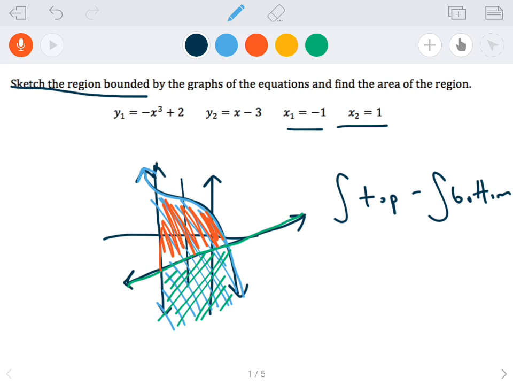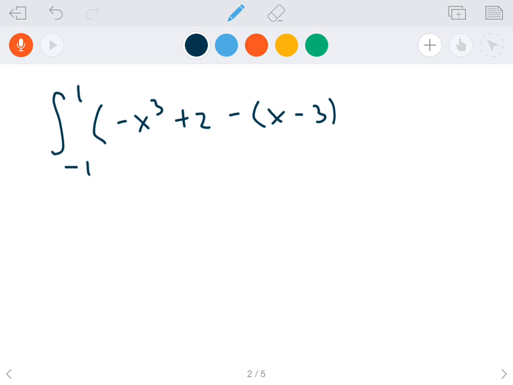And so even if the question didn't tell me to sketch the region bound by the graphs, I need to sketch it so that I can clearly decide which of these functions is the top, which of these functions is the bottom. Once I've decided that, then the integral is pretty straightforward. I'm going to integrate just from my x boundaries, so from negative 1 to 1, of the top function minus the bottom function. All of that with respect to x.